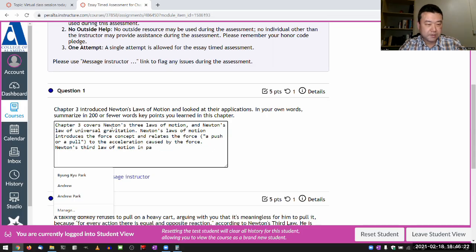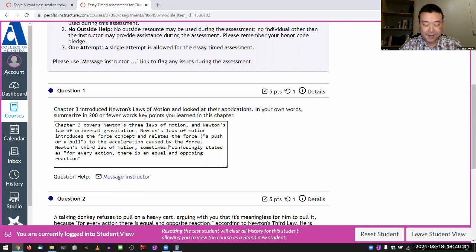or I'll say it this way. Newton's third law of motion, sometimes confusingly stated as for every action, there is an equal and opposite reaction. The saving part here is that I said it's confusingly stated, because this statement is not what I recommend. It describes how objects interact through force.